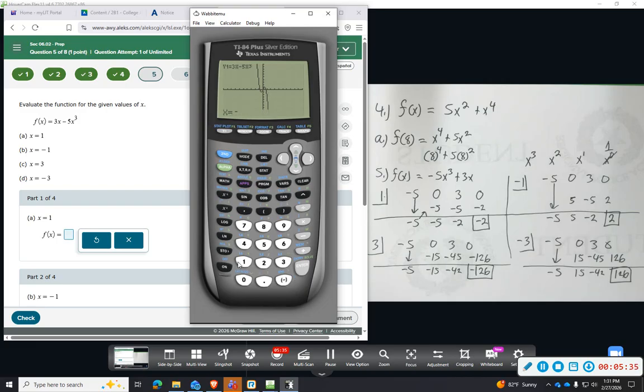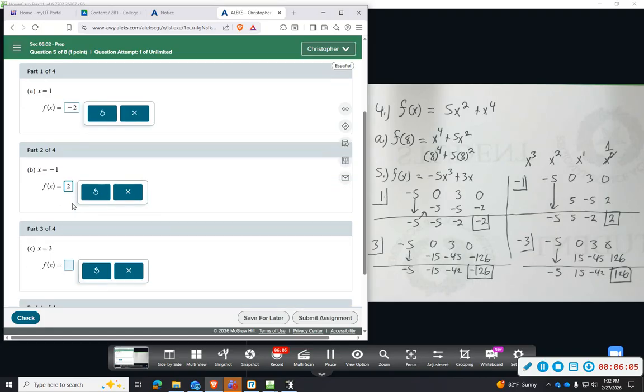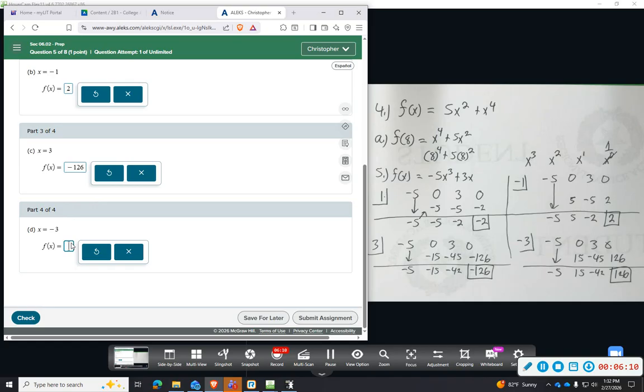If I do negative 1, we get a positive 2, which matches here. If we plug in a 3, negative 126. And if we plug in negative 3, we get a positive 126. So you can see that this method works as well. Same as plugging in. I like it. It's really neat just multiplying and add or subtract as you go across. So we get a negative 2, positive 2, negative 126, and a positive 126.